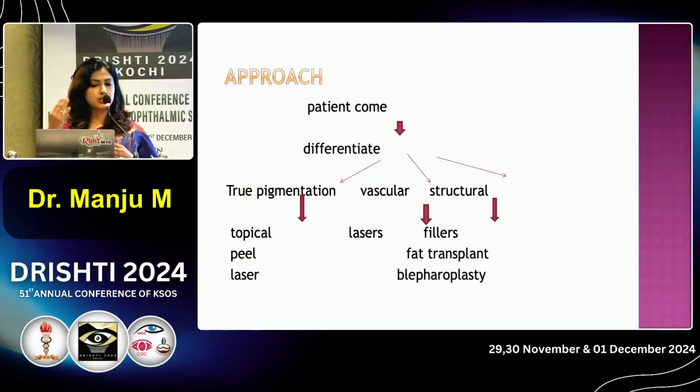Chemical peeling, usually we do 2 to 3 sessions of peels at 2 weekly intervals. If there is no response and if the patient is willing, we can go for laser toning treatment. And if it's a vascular pigmentation, lasers will work. And for the structural, we have to do fillers, fat transplant or blepharoplasty.